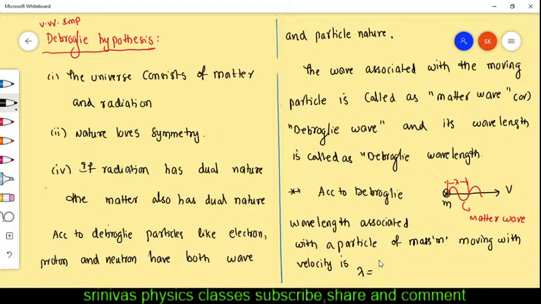He gave one formula, that is, the de Broglie wavelength associated with the moving particle is h by p, or h by mv. This is the formula that was given by de Broglie, right? If mass m of a particle moves with velocity v, then it is associated with a wave. That wavelength is lambda. Then that wavelength is h by p or h by mv. Right? Till now, any doubt? If you want, ask anything. You can ask me.